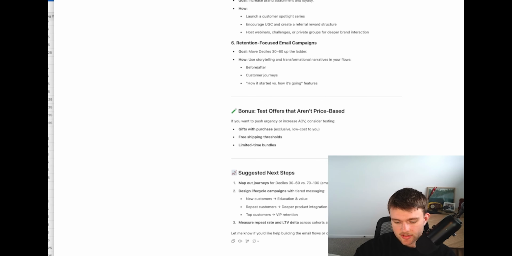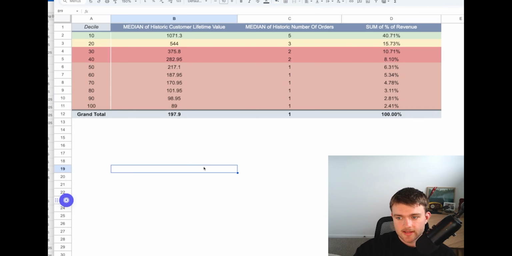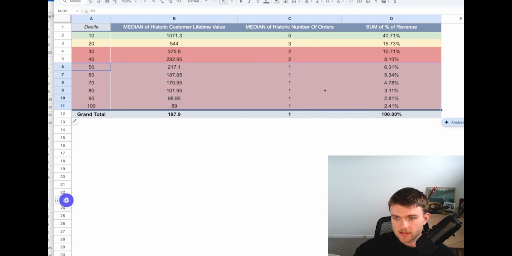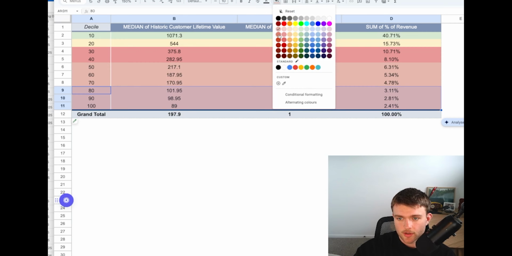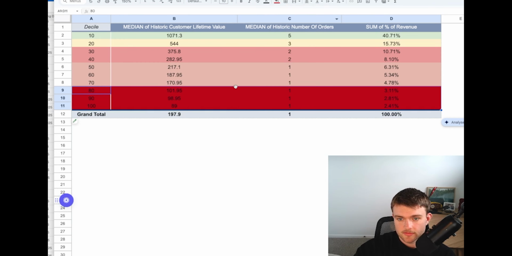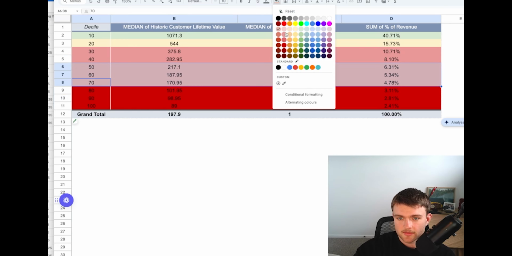Now, suggested next steps here, you want to map out journeys, etc. So my suggested next step is to group customers by how many orders they've placed, and then try to come up with strategies. You could even group the customers who have placed one order, but at a significantly lower LTV, into their own little cohort, which is, these are the lowest-value customers in the company. I just want to color code this a little better as well.